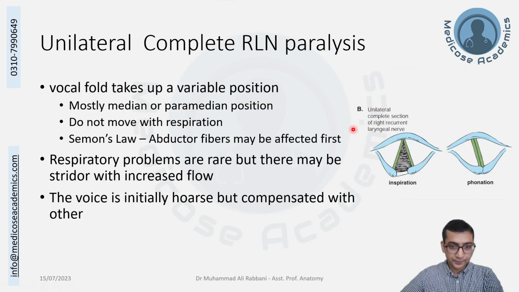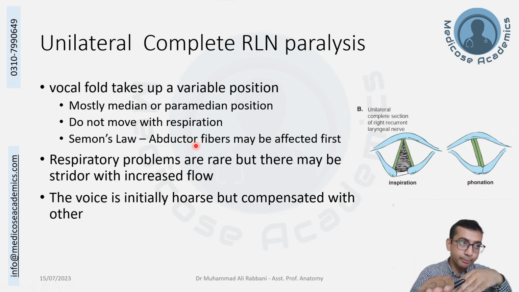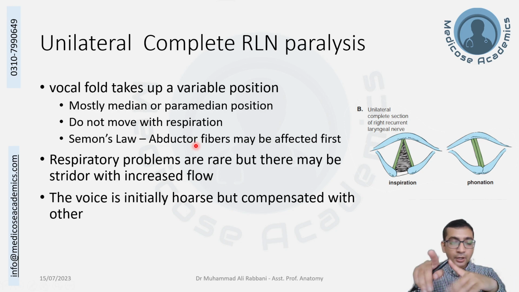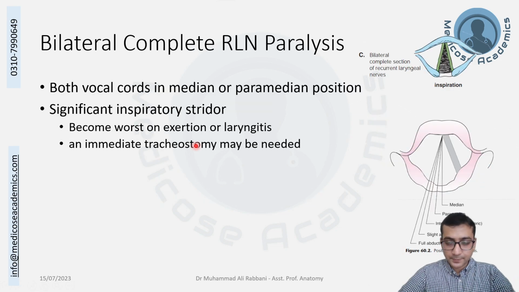If there is a partial injury, Simmons' law says that abductor fibers are affected first. This law says that in most of the nerves, the abductor fibers are on the outside. So when there is an injury from the outside, the abductor fibers are more likely to be damaged. Then the vocal cord will be in a more median position, nearer to the midline. It will be more prone to close the glottis unnecessarily, but again, due to the healthy other side vocal cord, you increase and decrease the distance as you please.